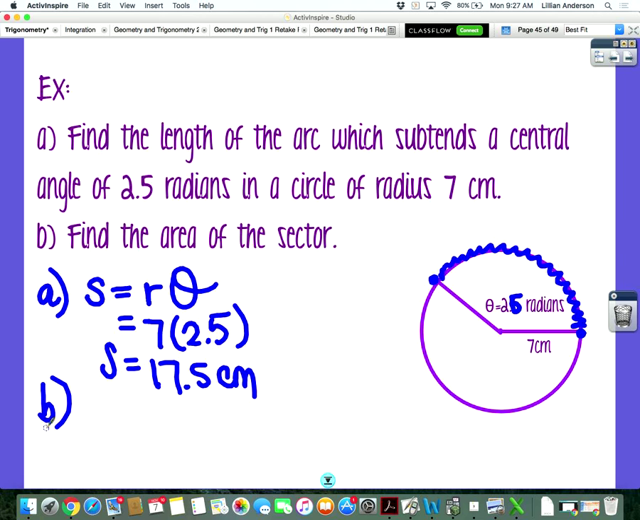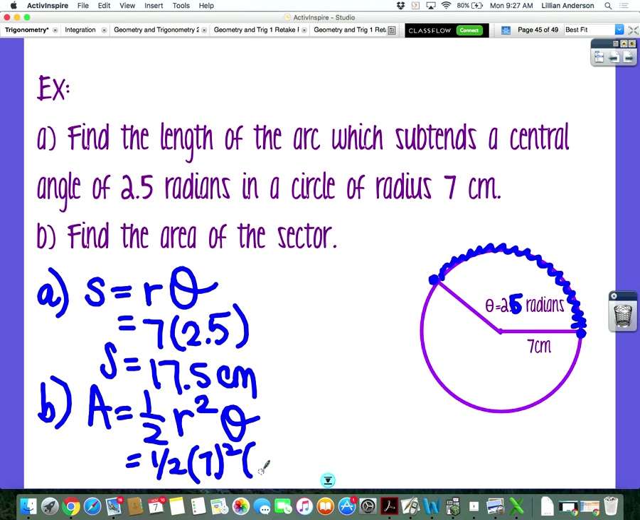Just make sure that your theta is in radians. For B, we're looking for the area of a sector, which is the formula 1/2 radius squared times theta. It's pretty straightforward. Just plug in. R is 7, squared, times theta, which is 2.5. We'll type that in. And basically this piece of pie is how big? It's that area.